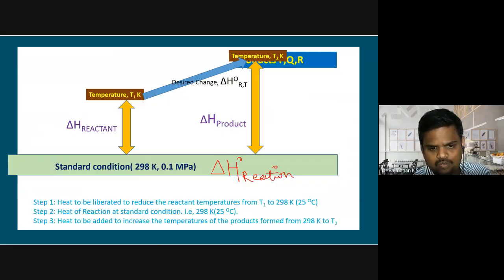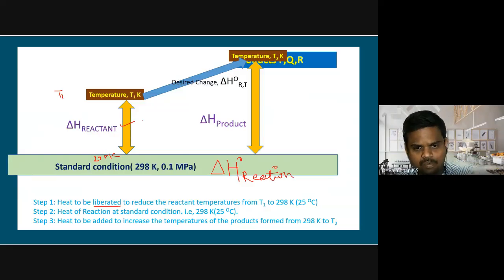Okay, so there are three steps involved in this type of numericals. First, we will determine how much heat is to be removed to reduce the reactant temperature from T1 to 298 Kelvin. That heat can be calculated by m Cp delta T or n Cp delta T, either by the integration method, or if Cp mean is given, simply m Cp delta T. The second step is the heat of the reaction at standard condition, that is 298 Kelvin. This can be given or taken from the literature.